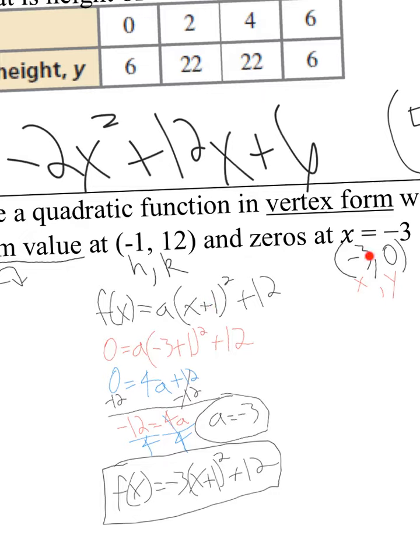And then the next step I did was plug in the (-3, 0), so 0 equals a times (-3 plus 1) squared plus 12. All this got me 4a, so I subtract 12 to the other side. -12 divided by 4 gets me a is -3. So put it all together: -3 times (x plus 1) squared plus 12. It's basically just plugging in -3 right there.